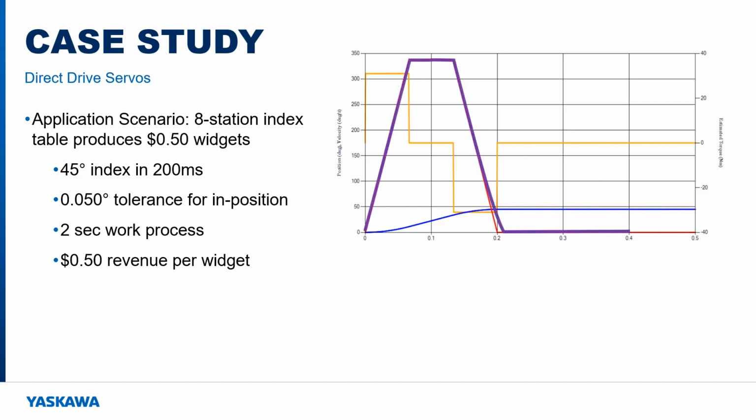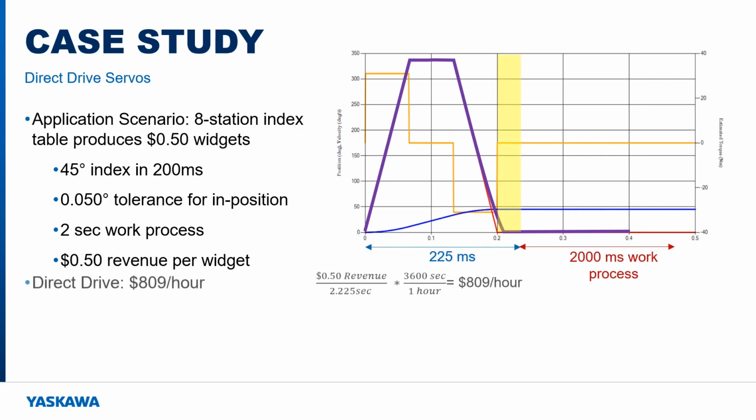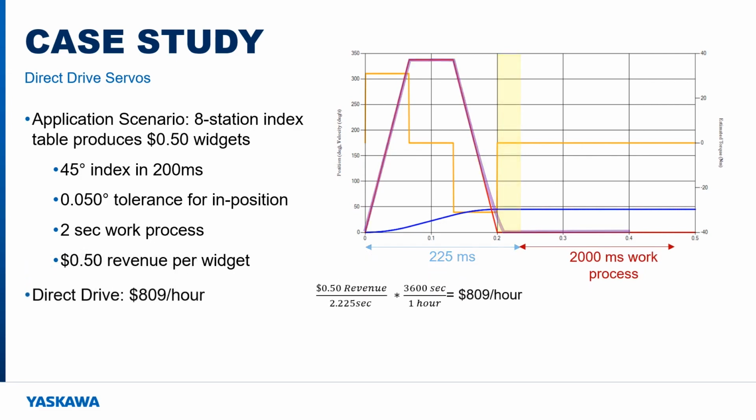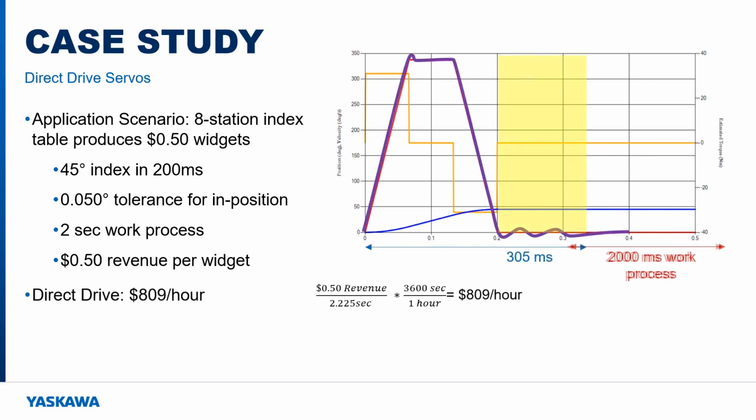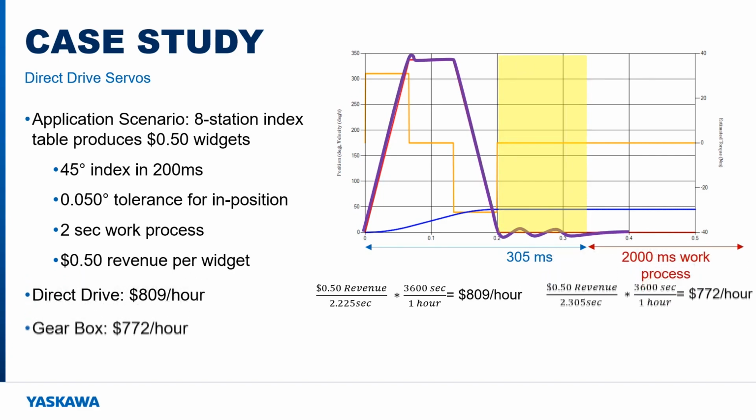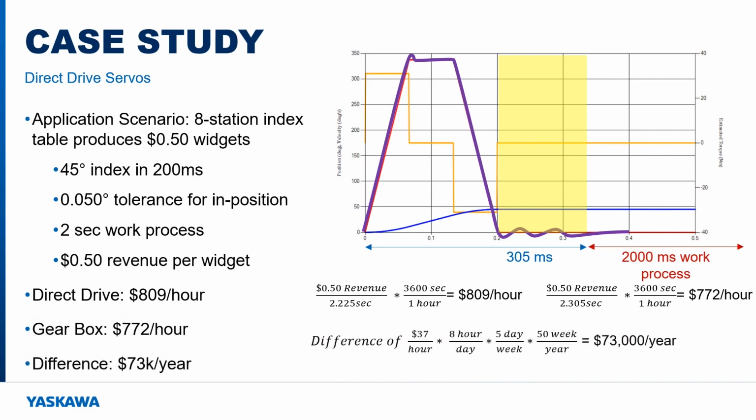The direct drive system completes the cycle in 2,225 milliseconds, producing revenue of $809 per hour. The gear motor takes 2,305 milliseconds due to longer settling time and produces $772 per hour of revenue. That difference of $37 per hour may not seem like much, but do a little more math and it's a difference of $293 in an 8-hour shift, nearly $1,500 in a 5-day week, and more than $73,000 per year.